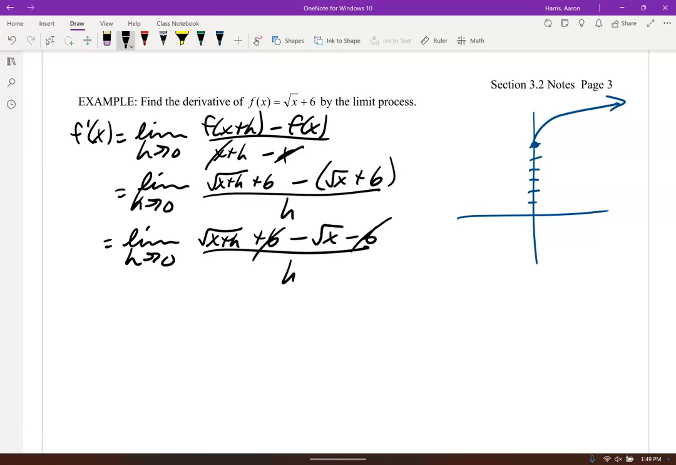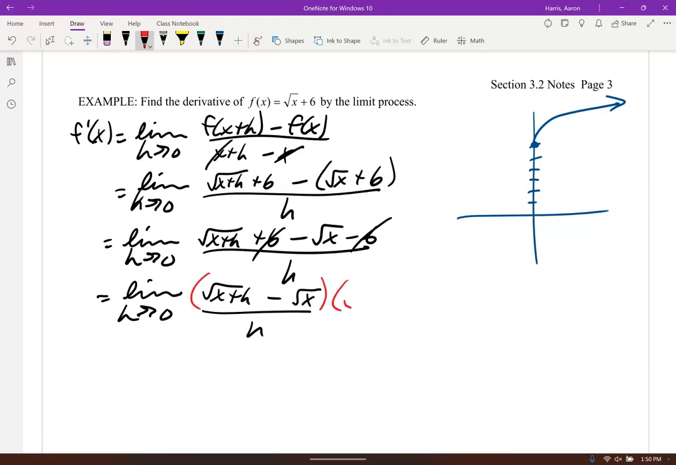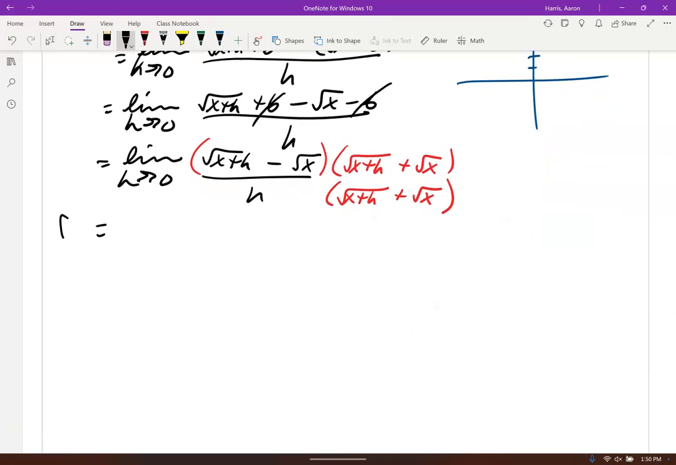Notice the x's cancel. Now we're going to have to multiply by the conjugate, which is the way to deal with these radicals. Square root of x plus h plus the square root of x. If I do it to the top, I've got to do it to the bottom. So I've got square root of x plus h times square root of x plus h. That's just an x plus h.